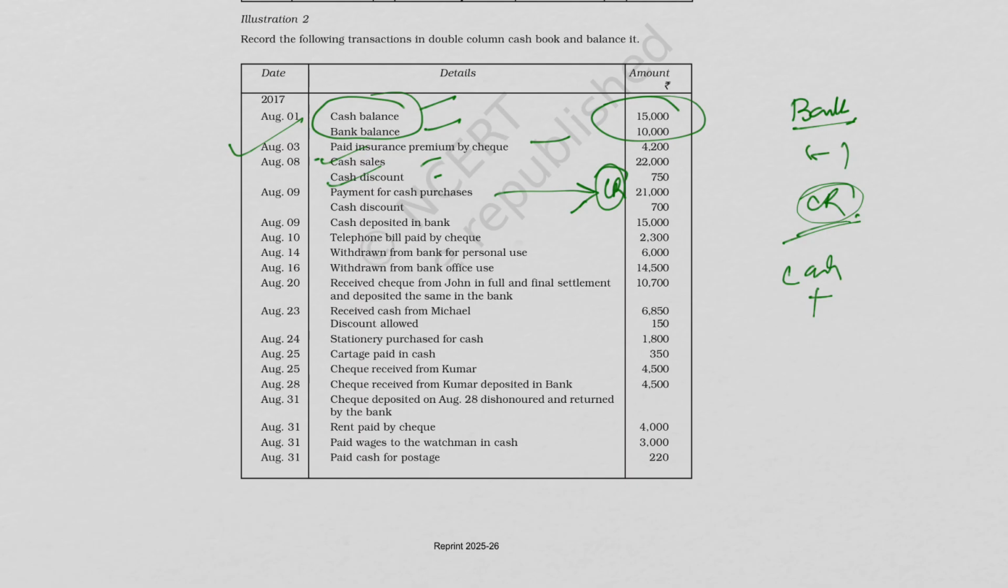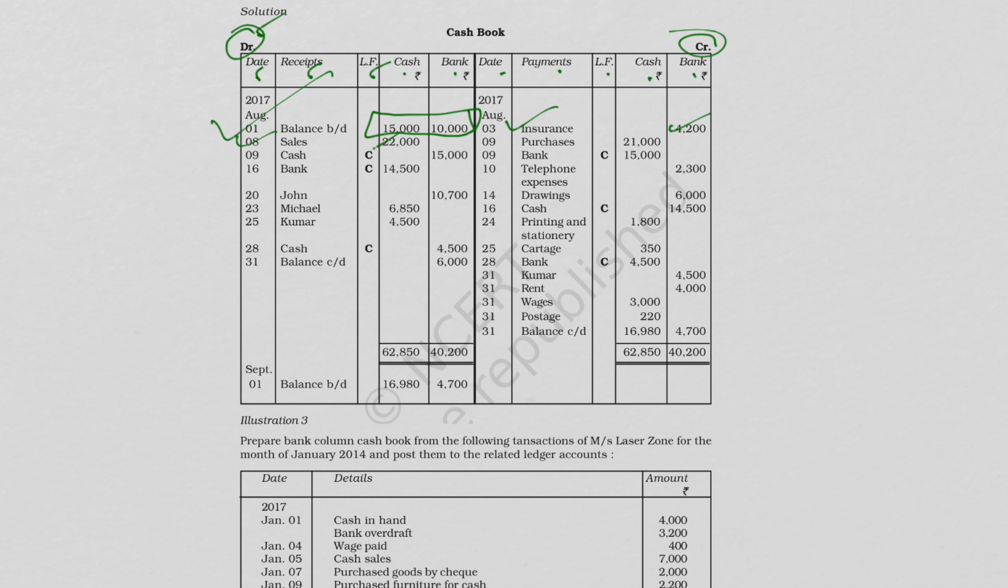Cash deposited in bank, this is important, 15,000. So when we are depositing cash, bank balance is increasing, so it will be written on the debit side, and we will write C showing that it is a contra entry. And on the credit side, we'll write to bank 15,000 because cash is decreasing. So it will be mentioned on the credit side.